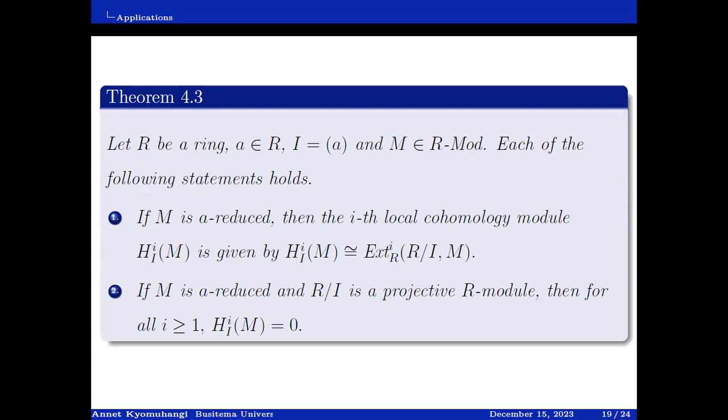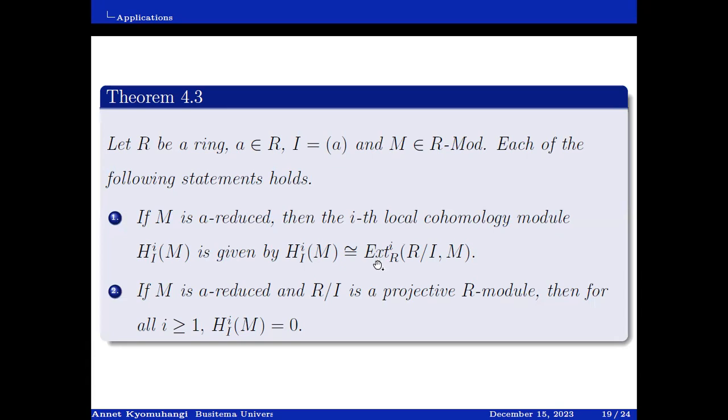Yes, and more on the applications of these reduced modules. If we take the ideal to be generated by just an element a, then if our module M is a-reduced, the ith local cohomology reduces to Ext^i. Remember the definition of the ith local cohomology was the limit of Ext^i. But because our module is a-reduced, the a-torsion functor reduces from the limit of Hom to Hom. So the limit is dropped, and the derived functor of Hom is just the Ext^i.